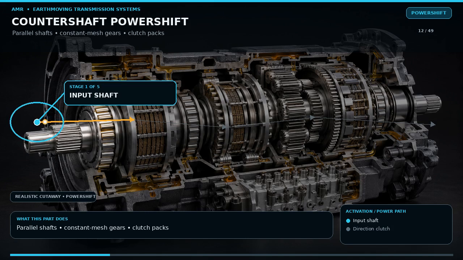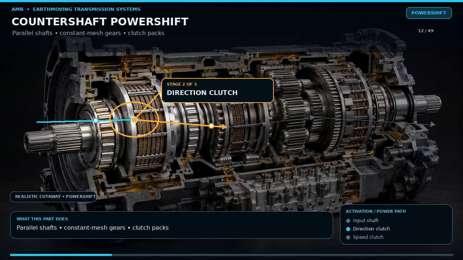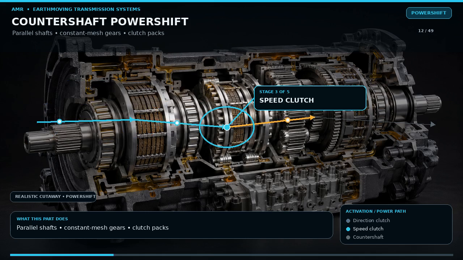A countershaft power shift uses several parallel shafts with gears that remain in mesh. The gears can rotate freely until a hydraulic clutch locks a selected gear or clutch drum to its shaft. Direction clutches establish forward or reverse. Speed clutches choose the ratio. The operator requests a direction and gear, but the controller decides the exact engagement timing. It applies one direction clutch and one speed clutch, creating a continuous torque route through the selected pair of gears.